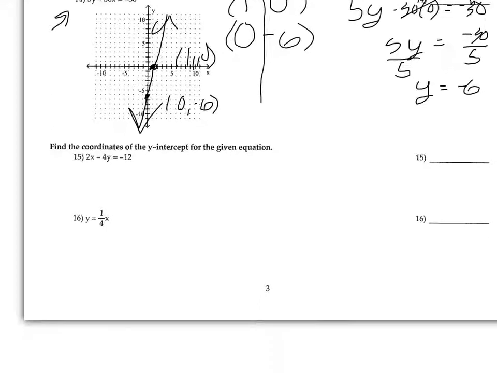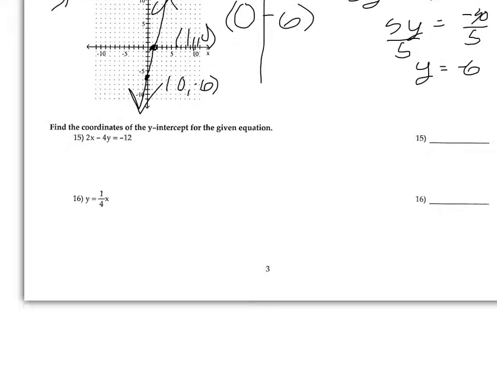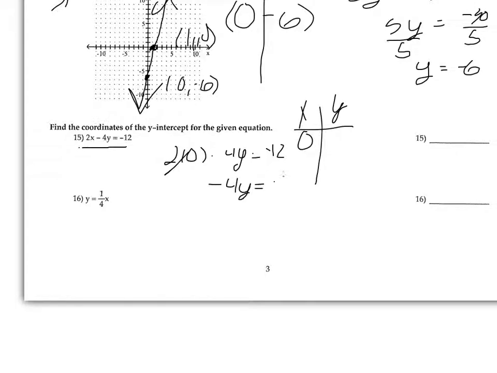So now we go down and we're looking at these. We're going to find the coordinates of the y-intercept for the given equation. To find the y-intercept, the coordinates, once again, we could get it in that slope-intercept form, but we could also just plug 0 in for x. That's another way of finding the y-intercept. So plugging 0 in for x here, 2 times 0 minus 4y equals negative 12. All this cancels. So you get negative 4y equals negative 12. Divide by negative 4, we get y equals 3. So when x equals 0, y equals 3, so 0, 3 is our y-intercept.